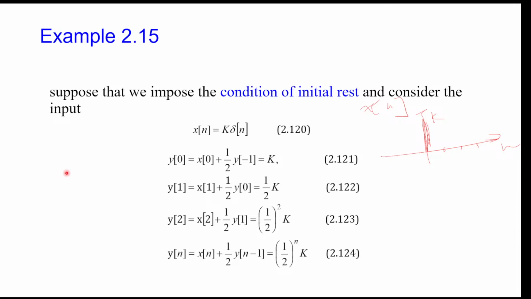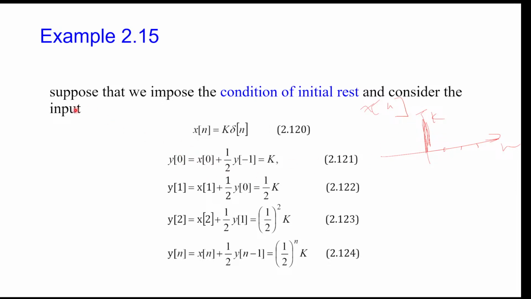Then suppose we have an initial rest, and we consider an impulse response. So we take x of n equal to k delta of n. It's just a spike of height k at n equal to 0. By initial rest, we know that for all n less than 0, y of n equals 0. So we only need to calculate y of n for n greater than or equal to 0, starting from calculating y of 0.